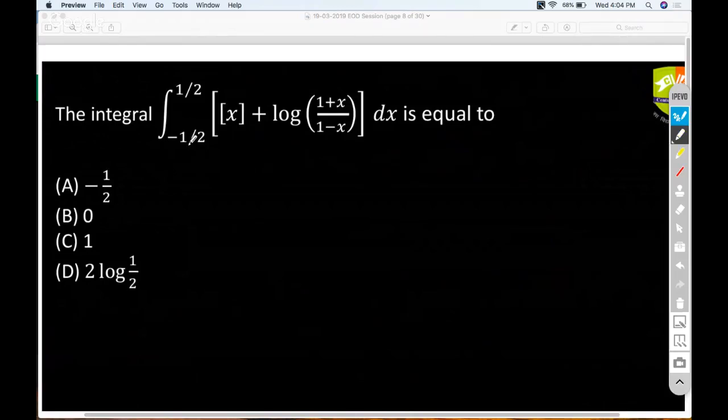Next is evaluate this integral where this represents the GIF function. Okay. And this is the normal bracket.